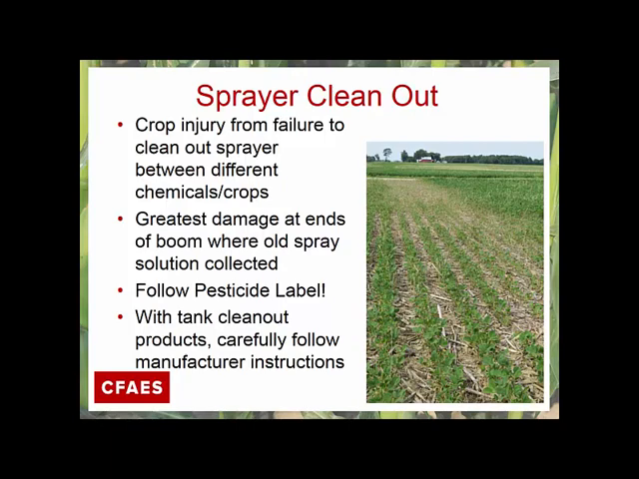This was something like a 90-foot boom, and at the top of the slide you're seeing what was the ends of the boom and a great deal of injury. What's very important with sprayer cleanout is, one, to follow the pesticide label explicitly, what they tell you to do. And whenever you're using a commercial tank cleanout product, make sure you carefully follow the manufacturer's instructions.